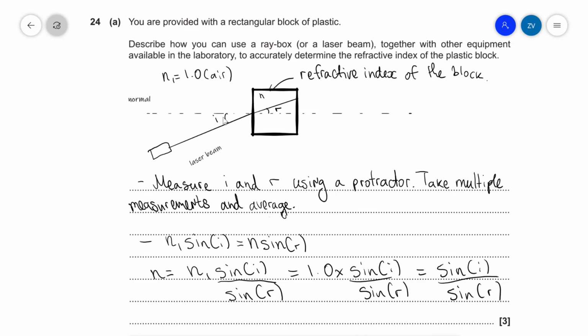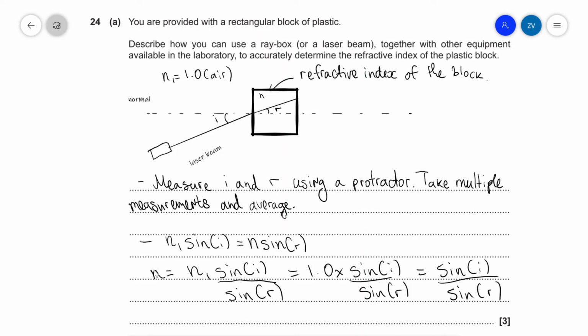Once we have the averages of I, the angle of incidence, and R, the angle of refraction, we could use Snell's law. Snell's law says that n1 sine of I is equal to n times sine of R. Rearranging for n, we find that n is equal to n1 sine of I over sine of R. Now our n1 in this case is just the refractive index of air, because our laser beam is going from air to the refractive index of the block, which is our n here.